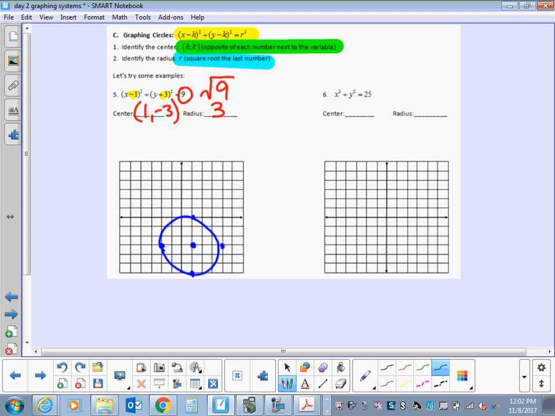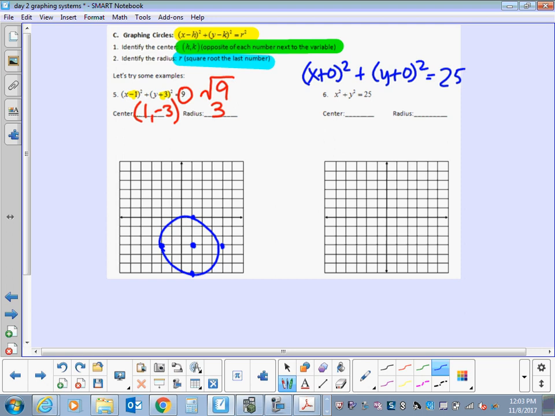Now on number 6, I don't have parentheses. I don't have a number following my x and my y, right? It is 0. So what that basically says is x plus 0 squared plus y plus 0 squared equals 25. It's the same exact equation. They didn't put the zeros because we don't have to.